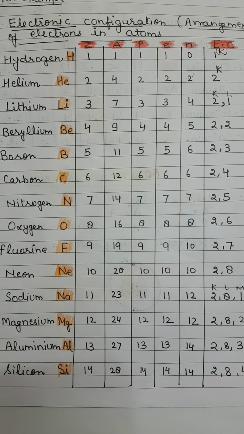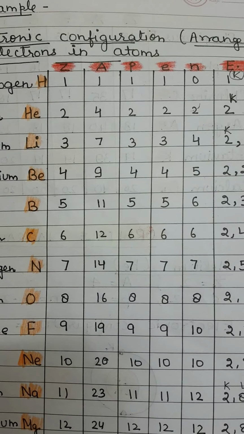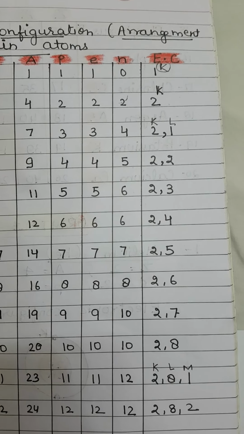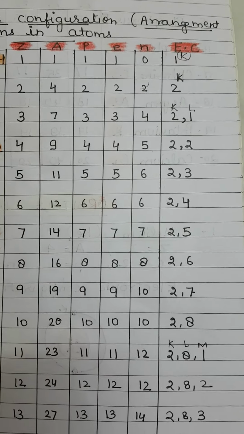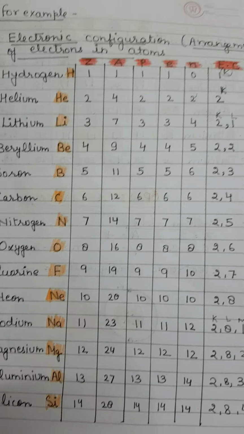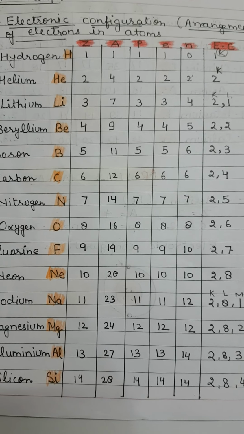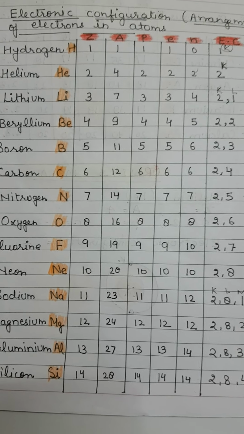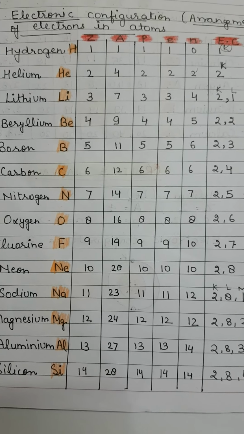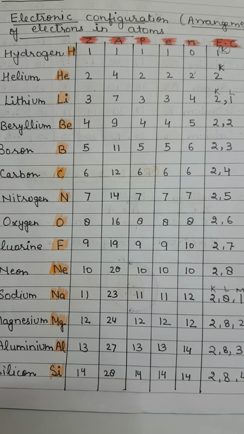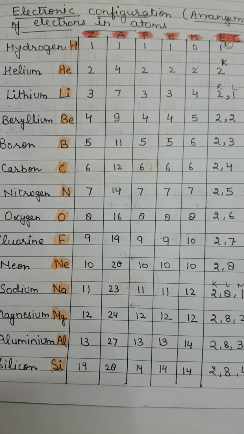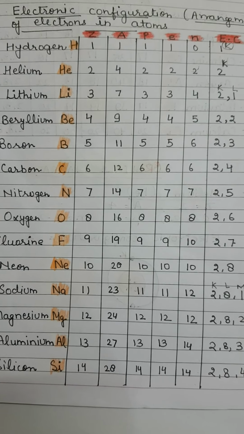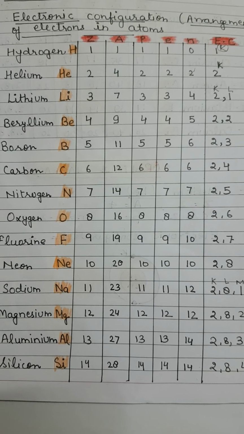P, E, N indicates the number of protons, number of electrons and number of neutrons, and EC indicates electronic configuration, meaning the arrangement or distribution of electrons. So in the first example I am checking hydrogen. If Z is 1, Z is the atomic number, then the number of protons and number of electrons are the same, that is 1 and 1. The mass number of hydrogen is 1, so the number of neutrons is A minus P, 1 minus 1, which is equal to 0.